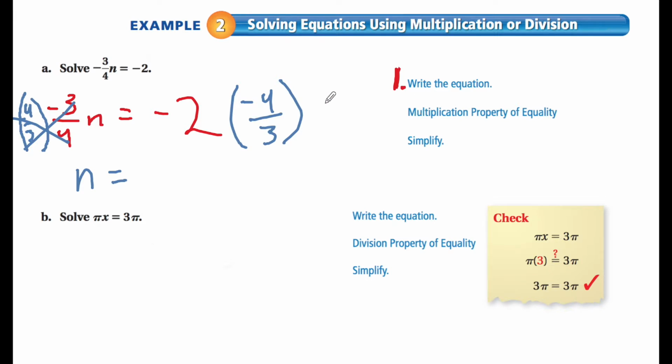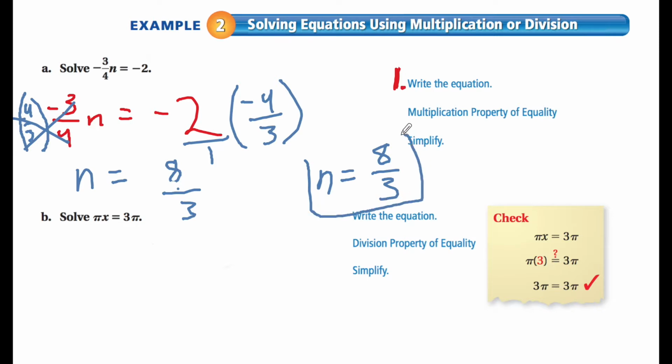Then we have negative 2, which is the same thing as negative 2 over 1. And when we multiply fractions, we just go straight across. So we'll have negative 2 times negative 4 gives us positive 8, and all over 1 times 3 is 3. So our final answer is going to be n is equal to 8 over 3. So this will be our final answer for that.